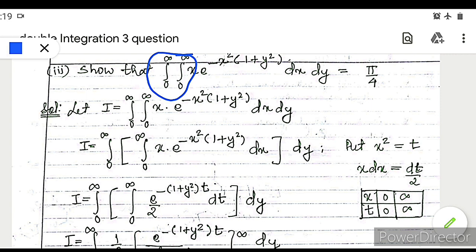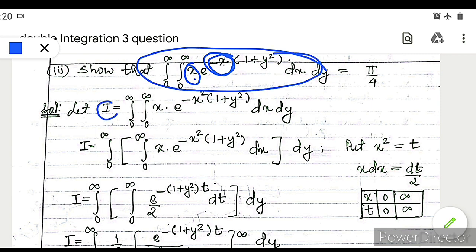I have to use substitution because of this x and this x square. The derivative of this x square is 2x, which is present here. So we have to adjust 2 here. So let's begin the solution. Let this integration be I.